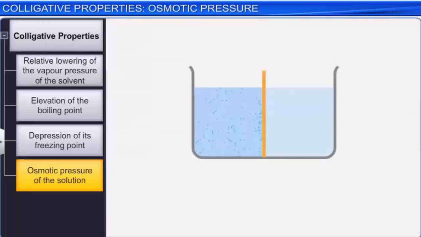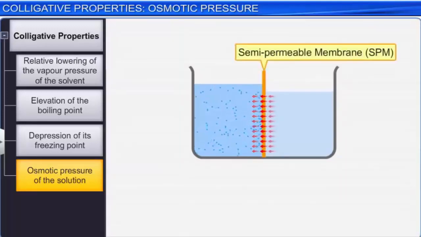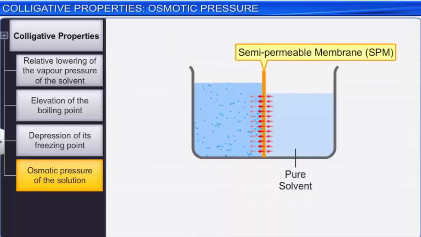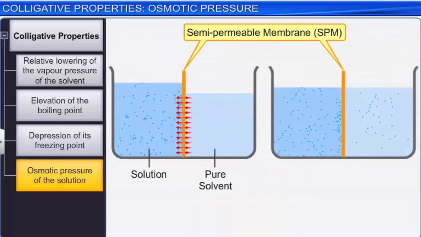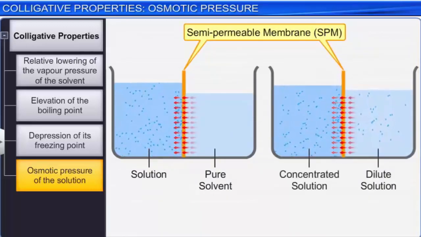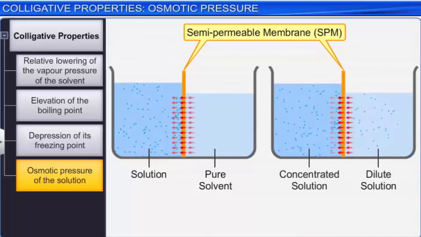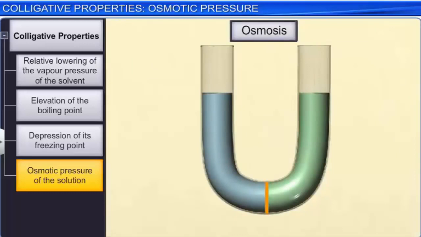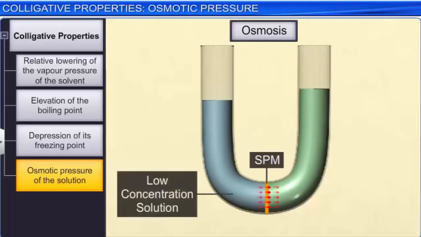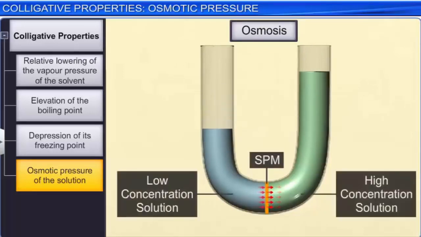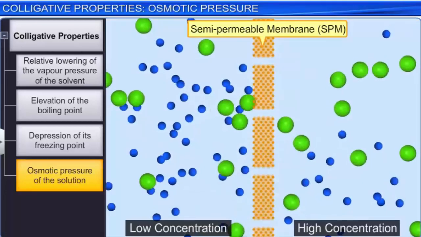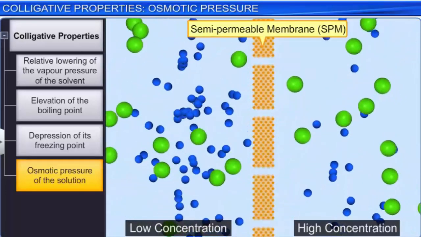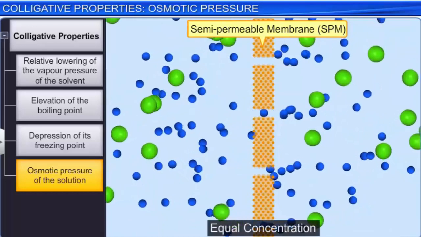Osmosis can be defined as the spontaneous flow of solvent through a semi-permeable membrane from a pure solvent to a solution, or from a dilute solution to a concentrated solution. It is important to note that osmosis drives solvent molecules through a semi-permeable membrane from low solute concentrations to high solute concentrations. Osmosis ends when the solute concentration becomes equal on either side of the membrane and equilibrium is attained.